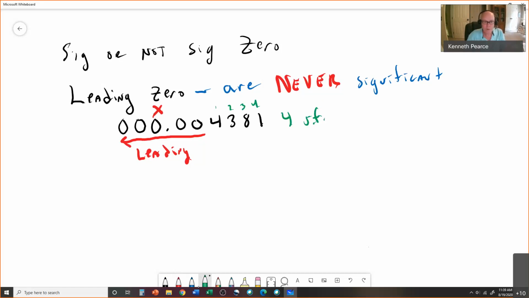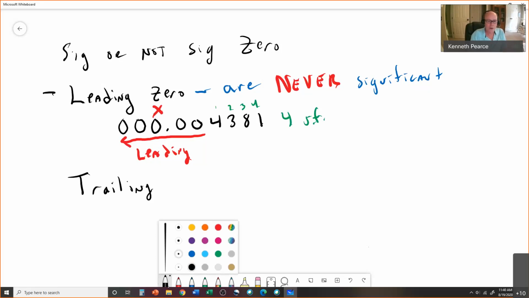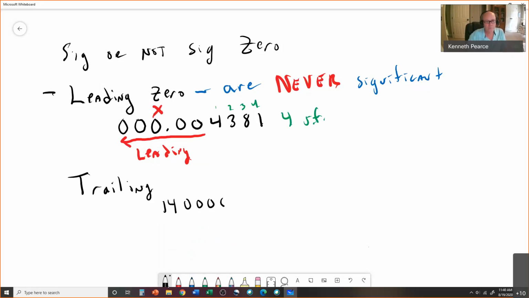Okay. Now, trailing zeros is the other situation. So we got two situations. We got trailing zeros and leading zeros. So trailing is for big numbers. And so we look at it and we go, all right, well, let's write out an example here. We got 140,000. Now, trailing is these guys going out this way. And they're only zeros. And that's all you have is just zeros. But the rule is a little bit different for trailing zeros, just a little.